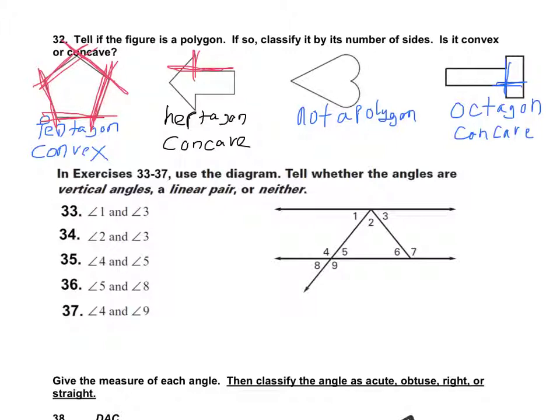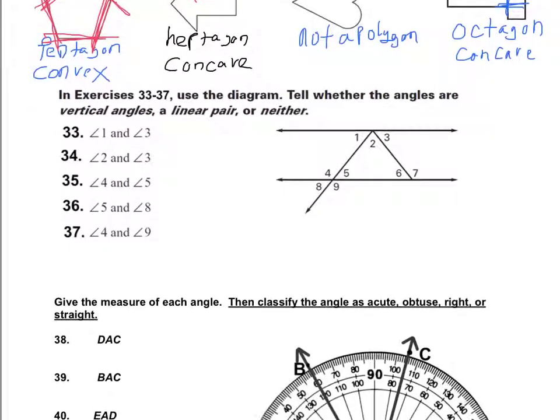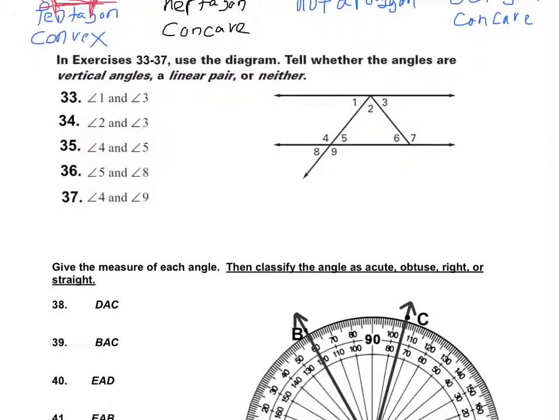Alright, next up. Tell whether the angles are vertical, linear, or neither. So let's just do a quick review of these. Vertical angles are across the x from each other. So a perfect example of that would be 5 and 8. Angles 5 and 8, see how they're right across the x from each other? And so 5 and 8 are a good example of vertical angles. It's also good to know that vertical angles are congruent. So 5 and 8 are also congruent angles. They have the same measure.